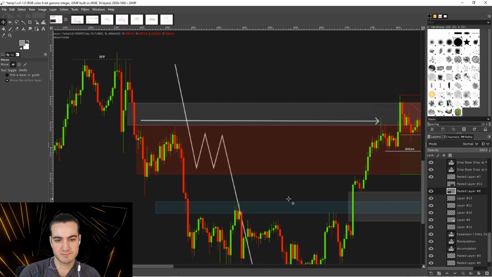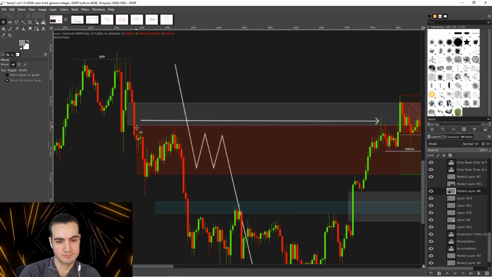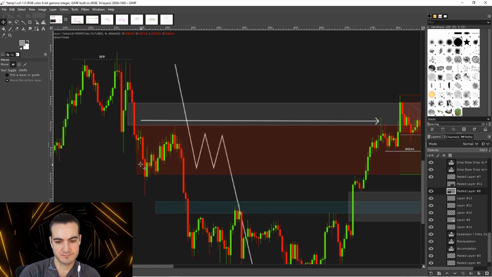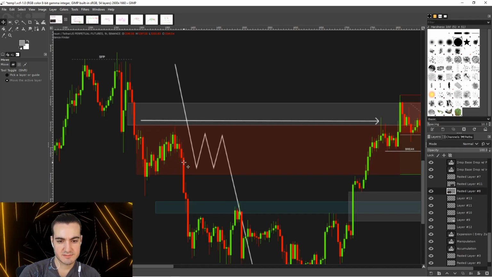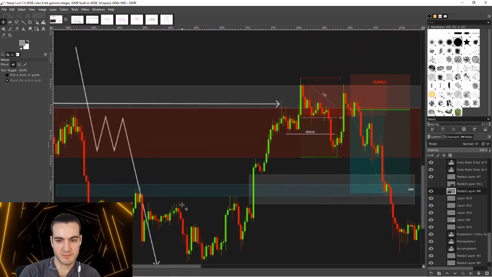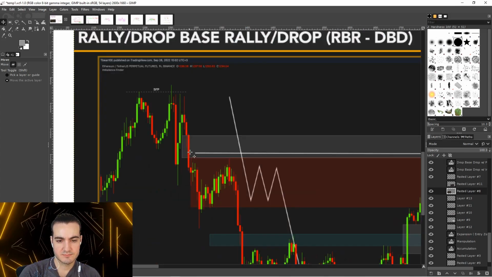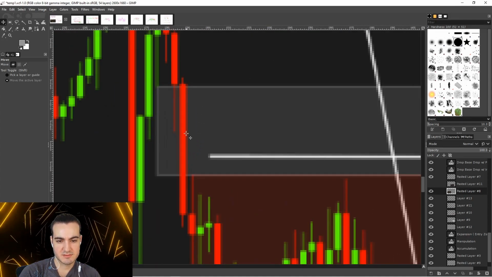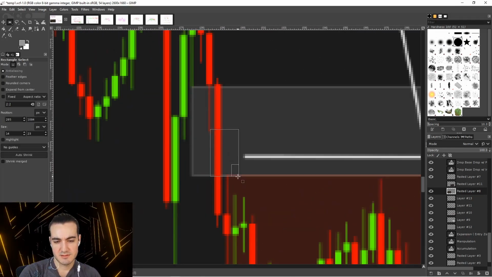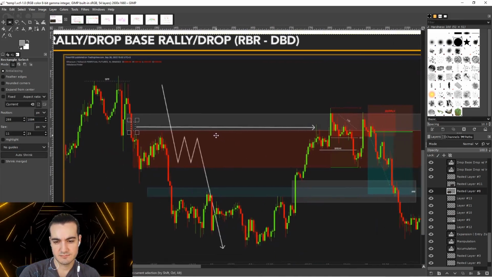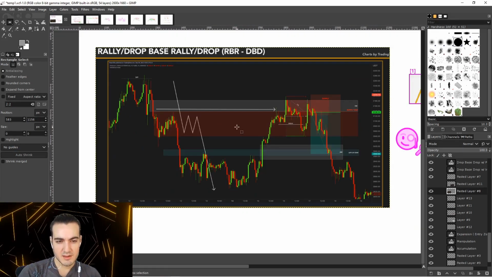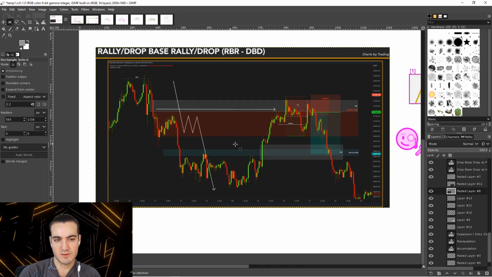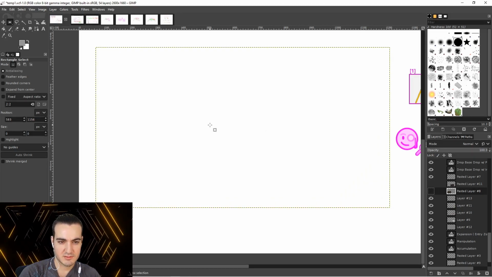This looks like it. Strong drop, base, drop, and then here is our imbalance, which actually only from here. Really, I think we get the general idea. I'd like to move on to something new.